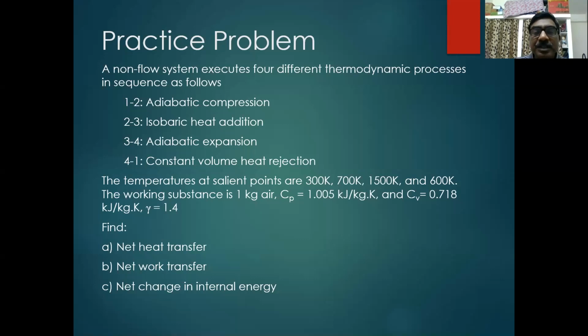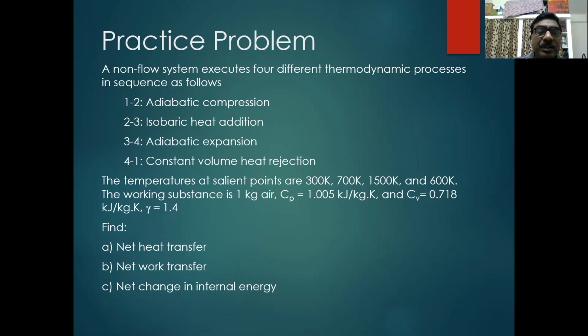The temperatures at salient points are 300 Kelvin, 700 Kelvin, 1500 Kelvin and 600 Kelvin. The working substance is 1 kg of air, and Cp and Cv are given, and similarly gamma is also given. You are supposed to find out the net heat transfer, net work transfer and net change in the internal energy. Okay, so what is meant by this net?